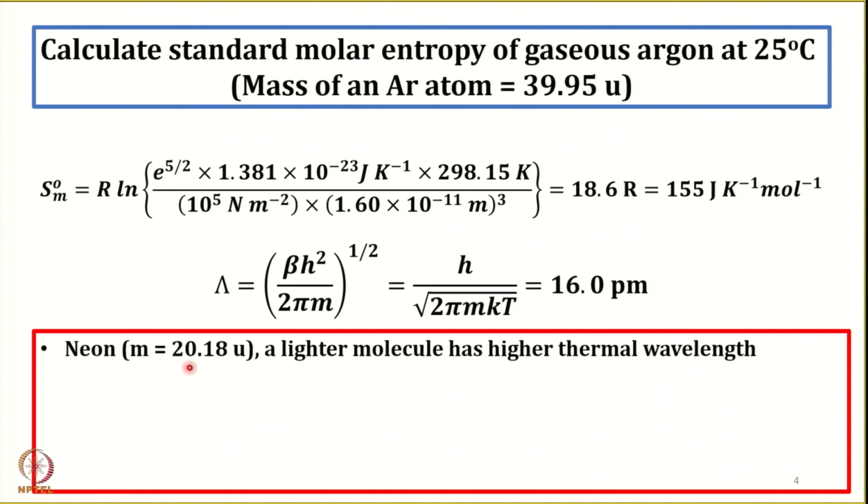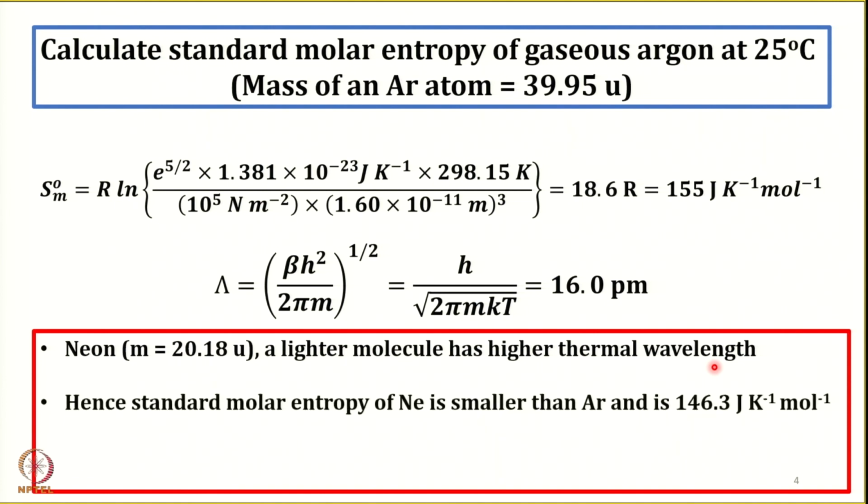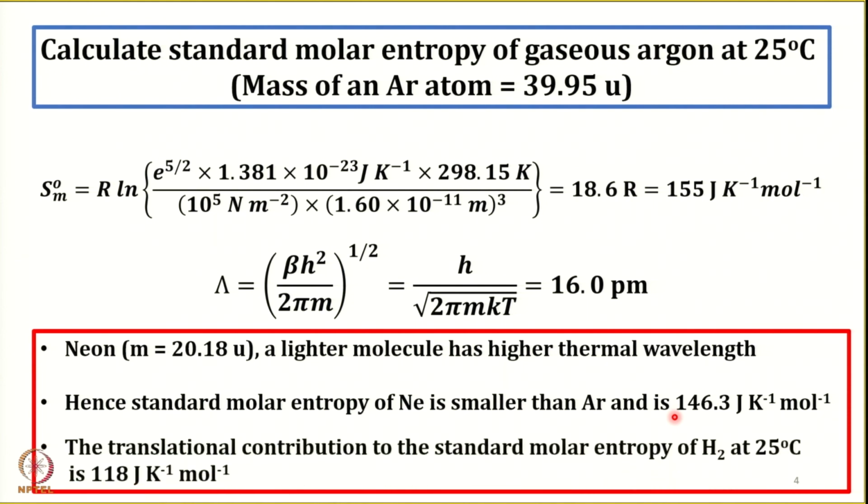So, neon, which has a molar mass of 20.18, is a lighter molecule and has higher thermal wavelength. Therefore, standard molar entropy of neon will be smaller than argon, and calculations suggest that it is 146.3. Argon was 155, neon is 146.3. This is the effect of the molar mass. Let us take one more case, that is standard molar entropy of hydrogen.